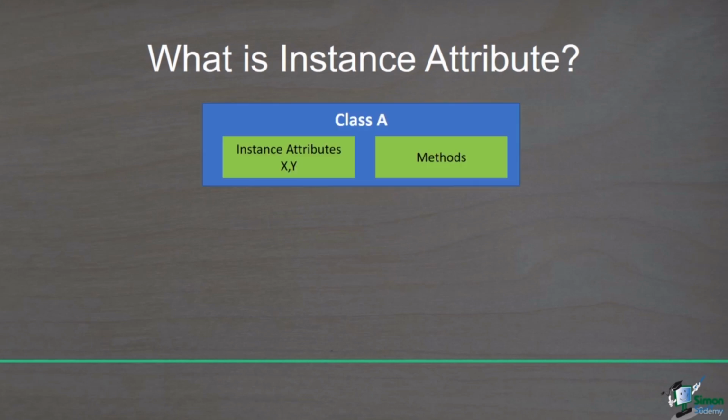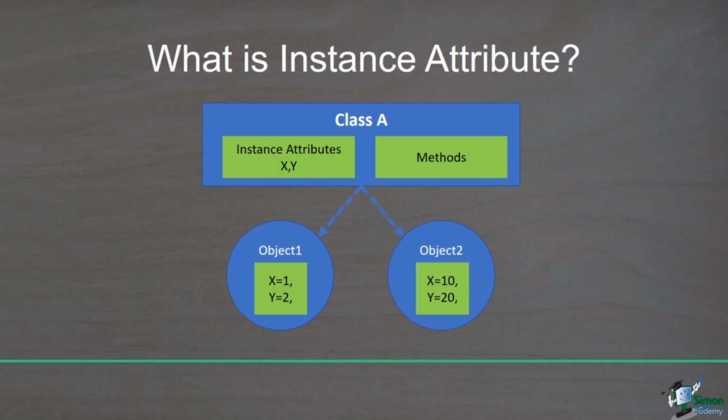For example, here, the A class has two attributes, X and Y. When we create objects of this class, each object has its own values for these attributes. For example, here, the X attribute for object 1 is 1 and is 10 for object 2. This is why we usually refer to these attributes as instance attributes or object attributes.